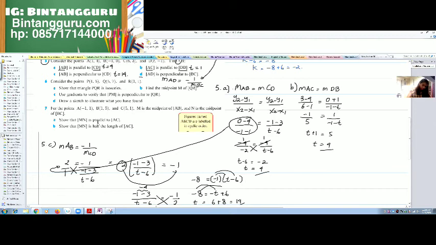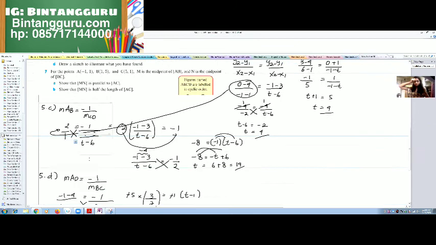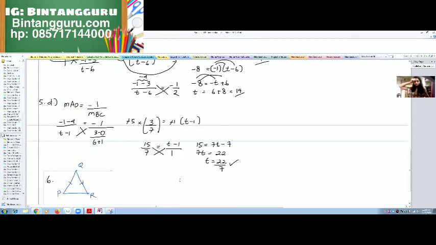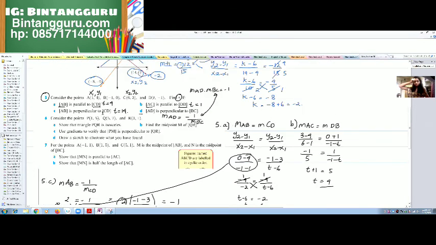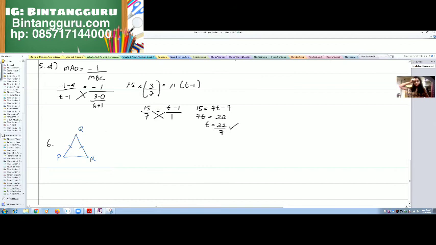Isosceles is two equal sides, right? Yeah, isosceles is two equal sides. But the gradients are not equal. This will be the negative reciprocal of the other. Okay, let's see. So we need to find mPQ, the gradient of PQ, and then the gradient of QR, and then the gradient of PR. Yeah, so the product of them will be negative reciprocal.